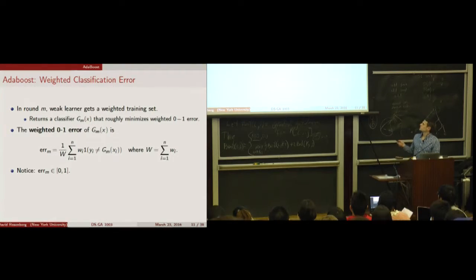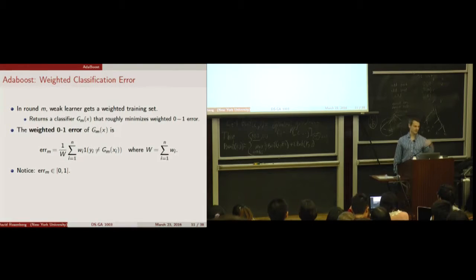All right. So let's talk about round M, an arbitrary round M. We get this classifier GM, and it gets a certain weighted error. This is where we count the misclassification, kind of the 0-1 misclassification rate, but instead of just adding up or getting the percentage of errors, we're going to weight those errors by the weight of the individual example in that round. Right?